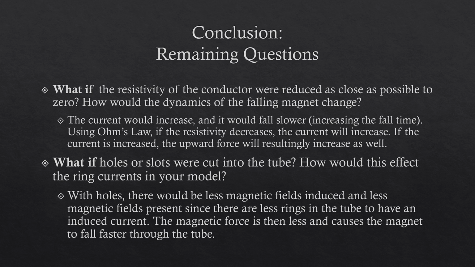What if holes or slots were cut into the tube? How would this affect the ring currents in your model? With holes, there would be less magnetic fields induced and less magnetic fields present since there are fewer rings in the tube to have an induced current. The magnetic force is then less and causes the magnet to fall faster through the tube.